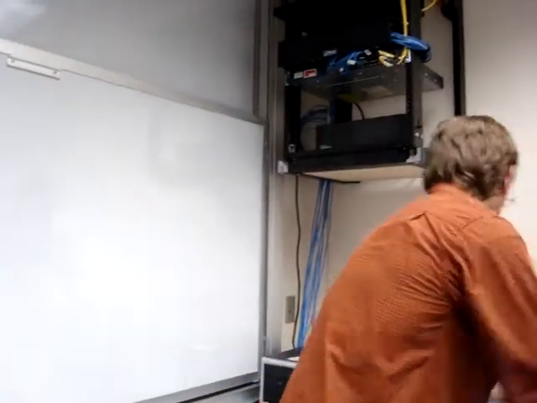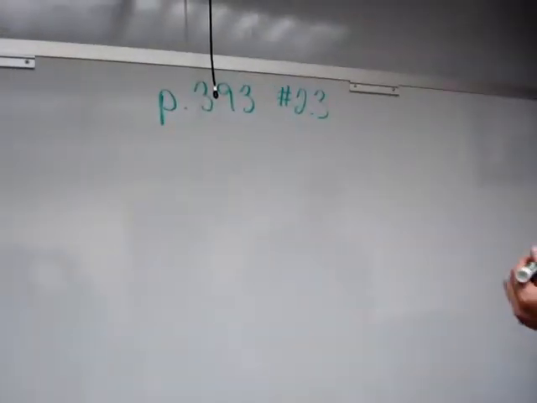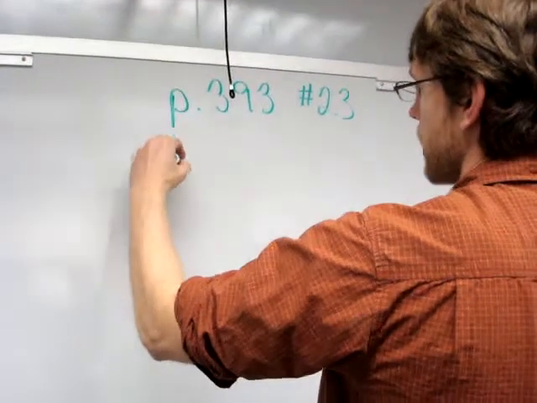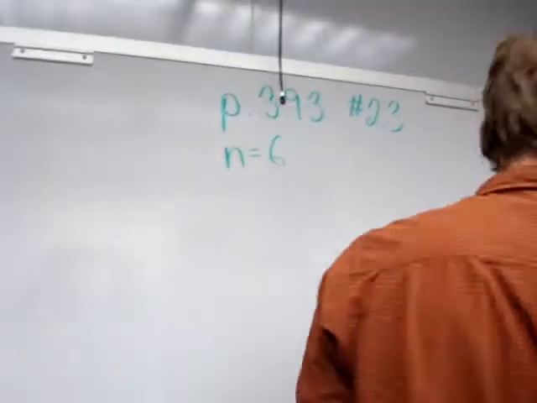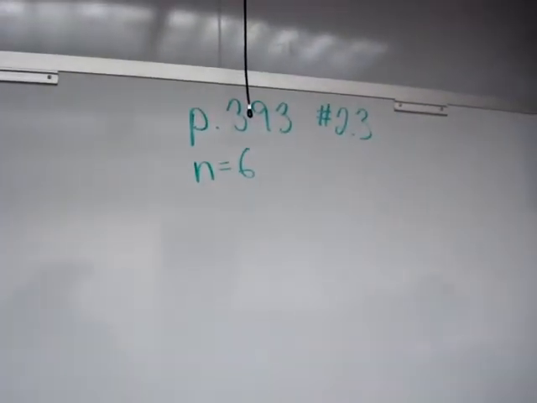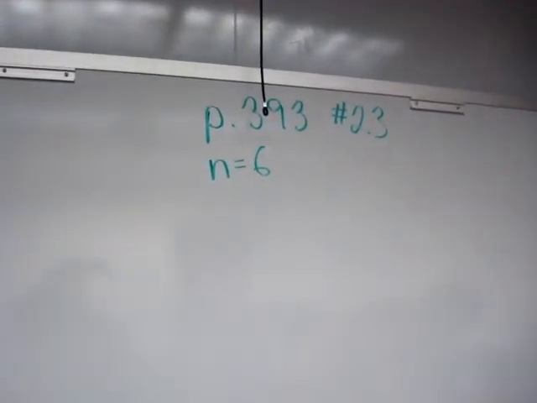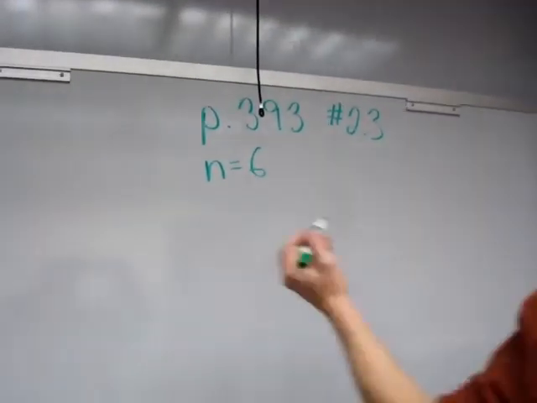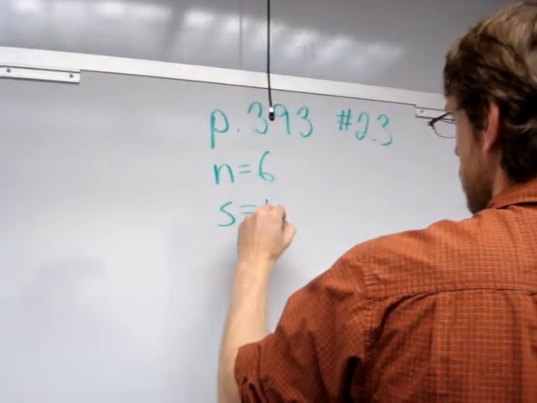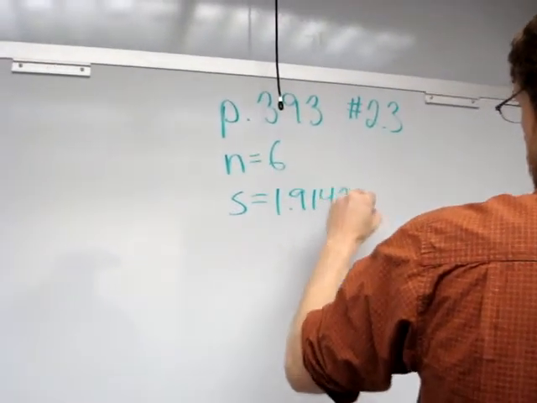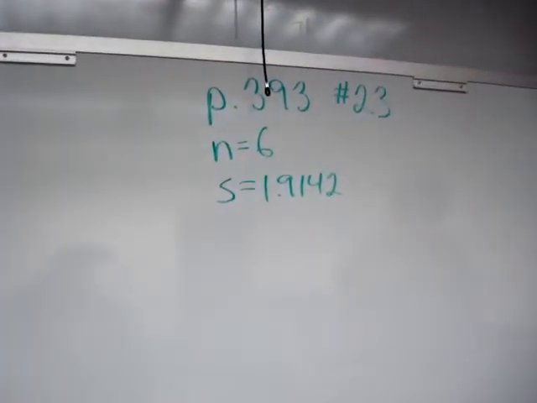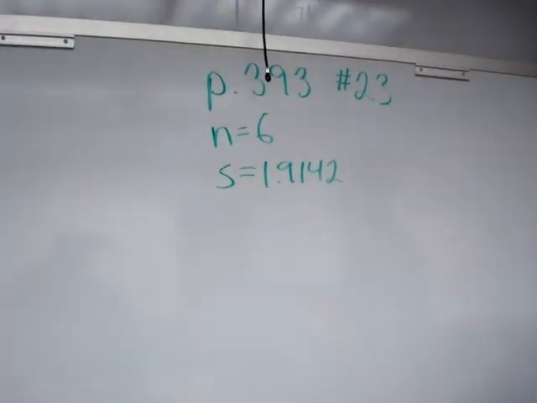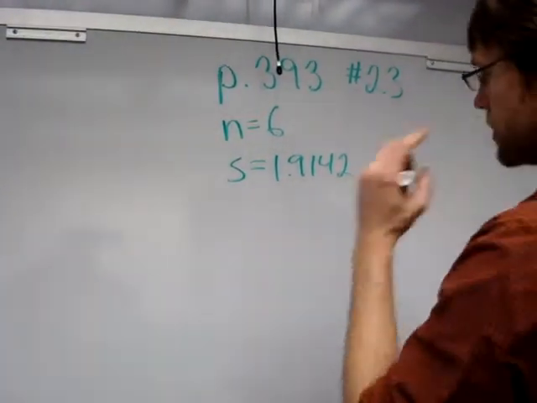Okay, so what we want to do first is get the summary stats, since they just gave us observations. I believe n is 6, and I used StatCrunch to find the sample standard deviation. s is 1.9142. And so what we want to do is create a confidence interval.